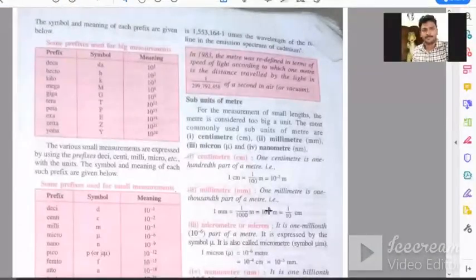So here I'll be starting with this first table, that is some prefixes used for big measurements.